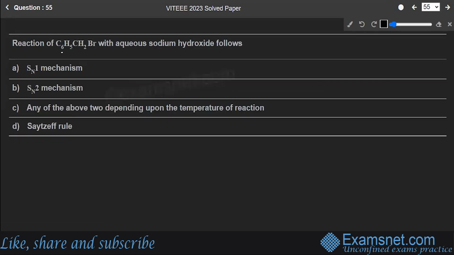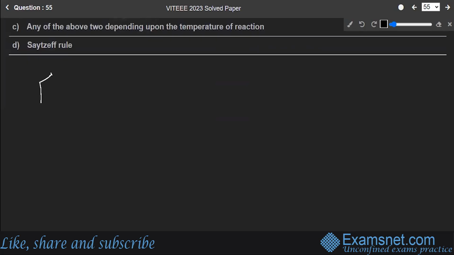Reaction of C6H5CH2Br with aqueous sodium hydroxide follows which mechanism? In the given reaction, this sodium hydroxide is in aqueous state and polar protic. Thus the reaction will proceed with the SN1 mechanism, which is option A, as the intermediate formed is, let's see it through a reaction. I'll write it down over here. This is a benzene ring, and here will be CH2Br on reaction with aqueous sodium hydroxide.